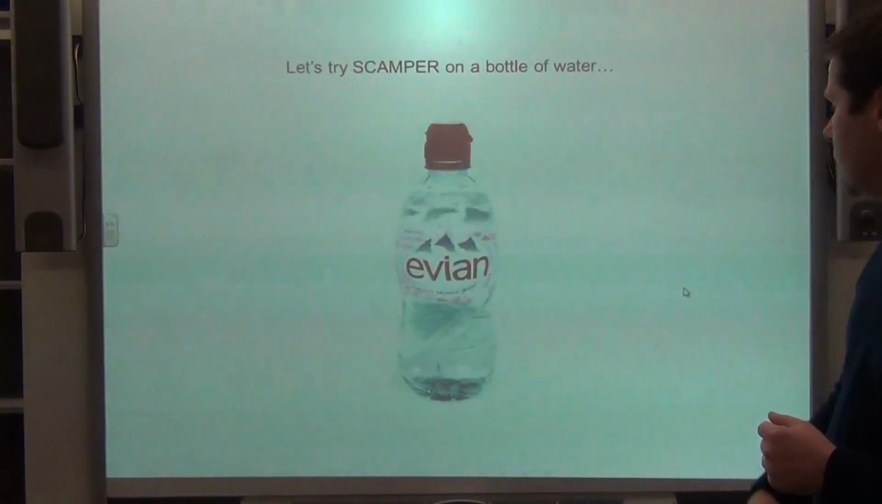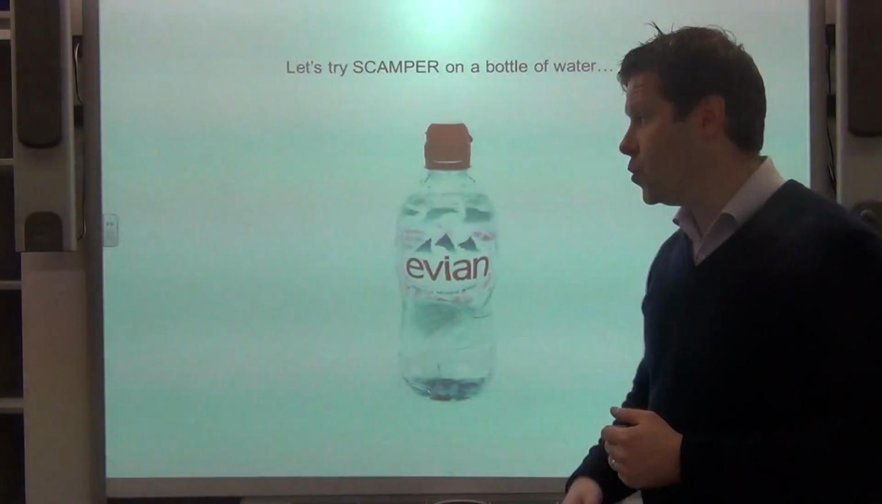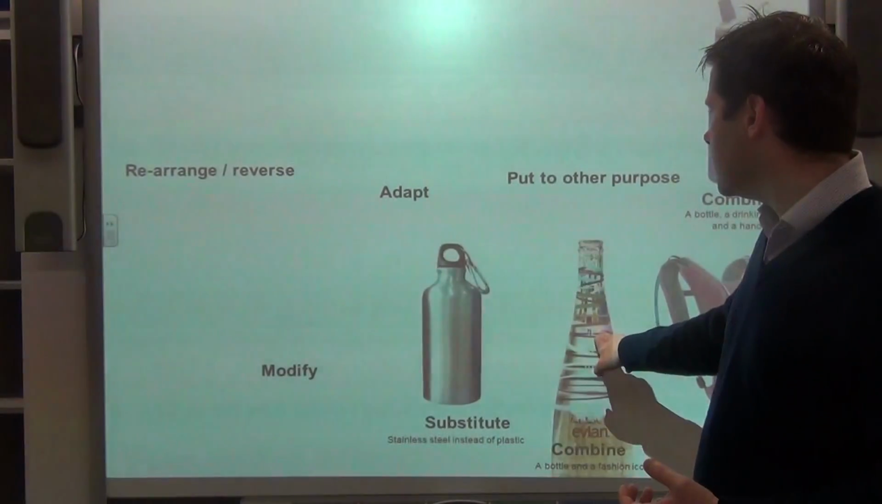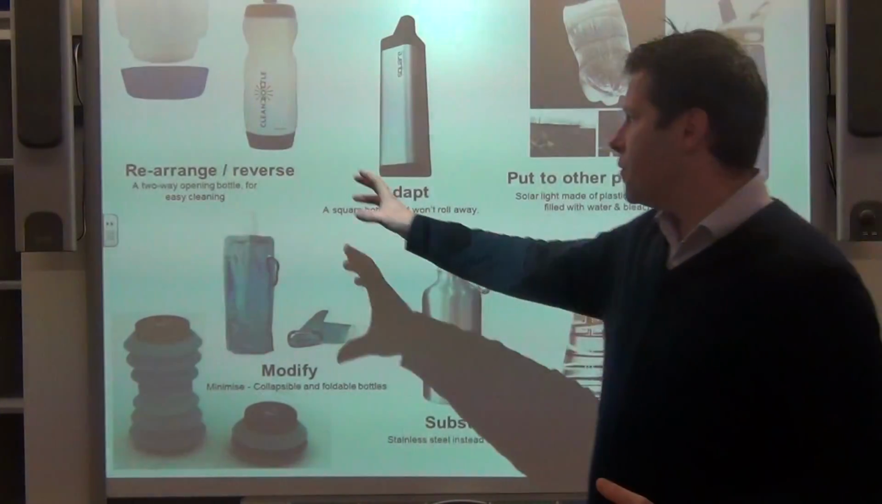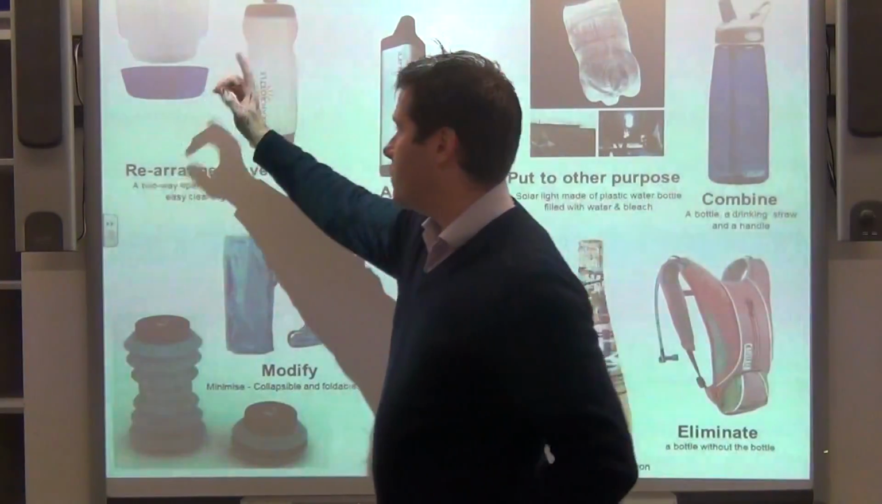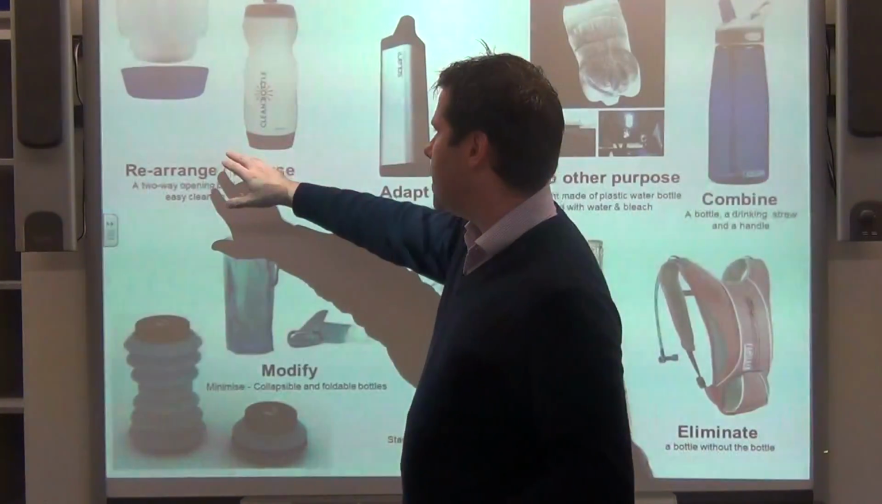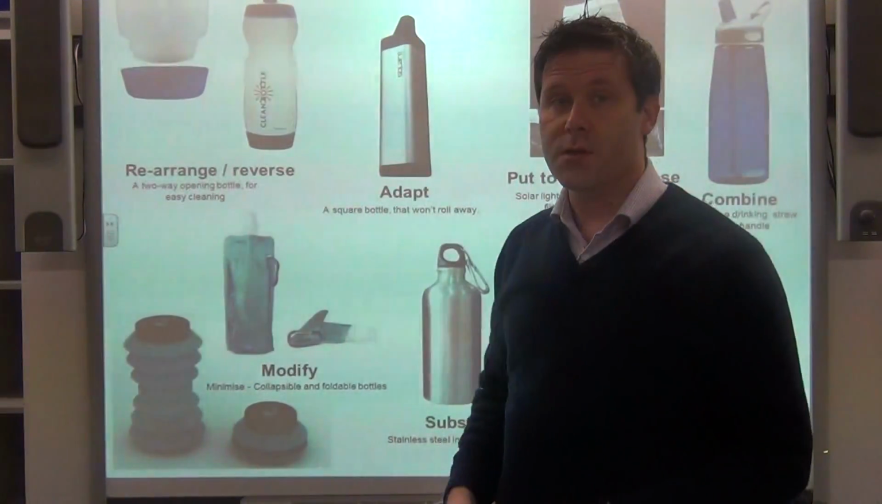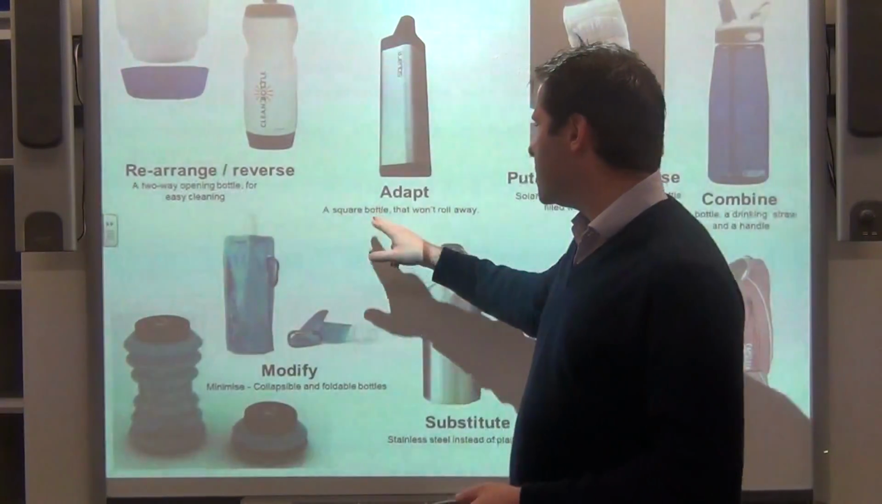So for example, we'll just take the Evian water bottle and we'll try SCAMPER just to see what we can come up with. So here's an example of taking the Evian bottle and reversing it, turning it upside down, and obviously changing the design, adapting the design slightly, but this means the bottle is much easier to fill and easier to drink from in certain circumstances.